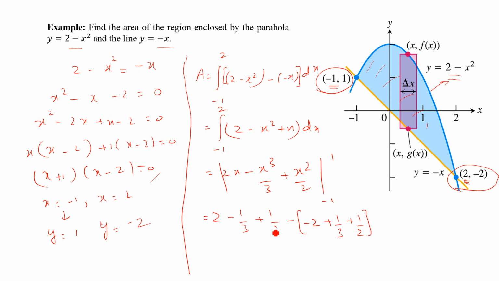So this is positive 1 over 2, this is negative 1 over 2, so we are left with 2 plus 2 and minus 1 over 3 minus 1 over 3, which is equal to 4 minus 2 over 3, which is equal to 10 over 3. 12 minus 2 over 3 is 10. So this is the answer. Isn't it easy? I think yes. And this is interesting as well. The application part is always interesting in calculus.